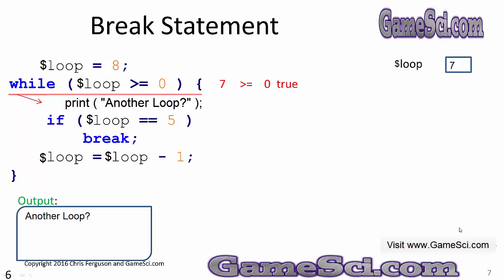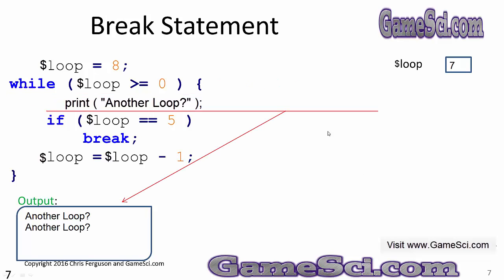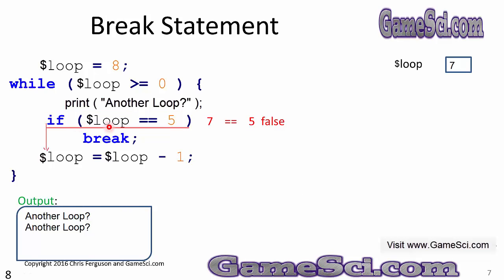When we get back to the while loop, the new value 7 in loop, 7 greater than or equal to 0, is still a very true statement. As a true statement, the while loop will enter the code and execute it again. System.out.println executes again, and another loop appears on the console. If loop equals 5 is now 7 equal 5, because there's our new value in the loop variable. That is still a false statement. So once again, we're going to skip from the if all the way down to the loop equal line. Do not execute the break when this condition is false.